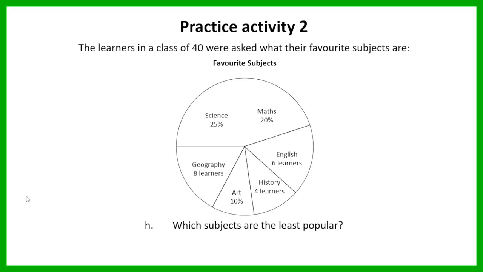Okay, so let's go through all of those answers. The first question, question A, was how many learners chose maths? So you first had to look and see maths is 20%. Now remember, you needed to know that the whole class is 40 learners. So we need to work out 20% of 40 learners.